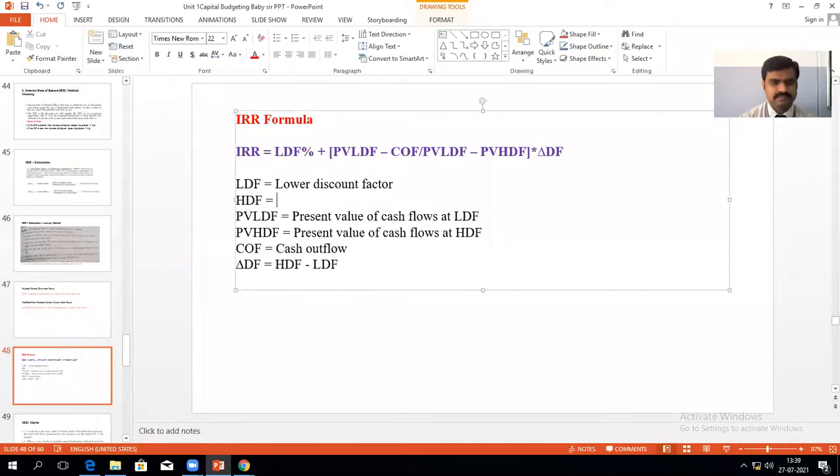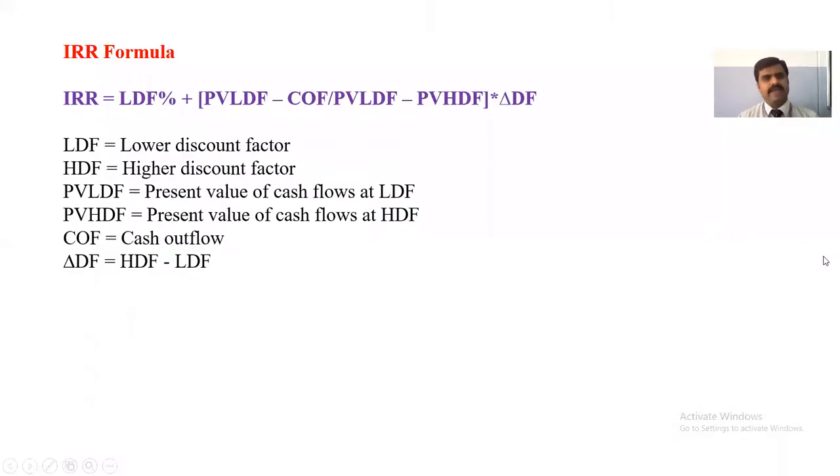HDF is what? I said now you take two rates, right? So one is lower, one is higher. So if you take 10% and then 12%, 10% is the lower discount factor, 12% is the higher discount factor. Okay. When we use those factors to calculate the present value of cash flow, if you're using the lower discount factor, it is called PV LDF. If you're using the higher discount factor, it is called PV HDF.